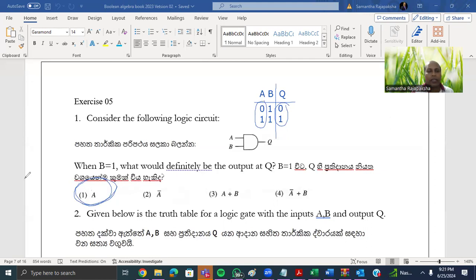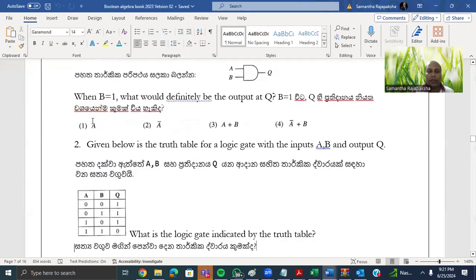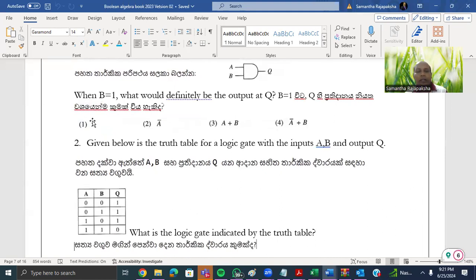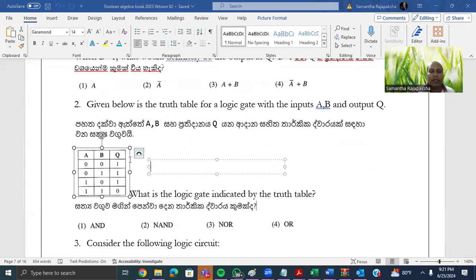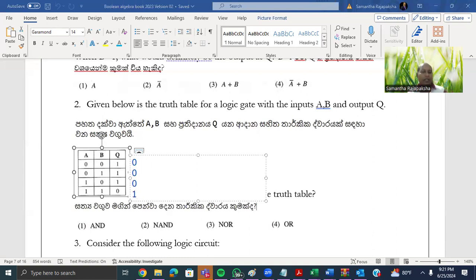Then if you check the next question, now in this one you are given the truth table for the logic gate with the inputs A, B and output Q. So you are asking what this is. Here, if you invert the output values, you get the inversion of this: 1 will be 0, 1 will be 0, 1 will be 0, 0 will be 1. That's the inversion.